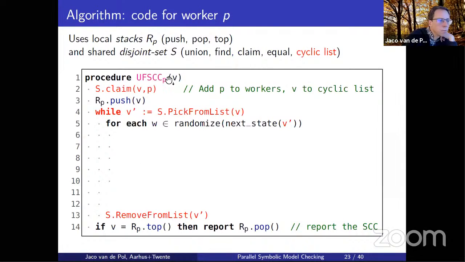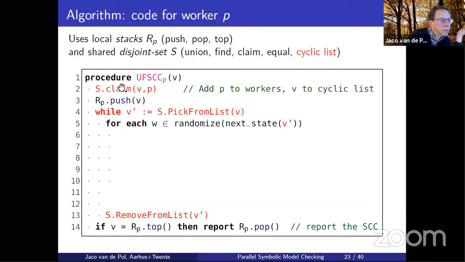So here we have the code for worker P. P is just one of the workers. It looks very much like Dijkstra's algorithm. So union find SCC also works with the state V. And when we enter V, the first thing we do is we claim that we as worker P are working on V. So we add this bit to the union find forest. You remember in the root of the union find forest, we would set this bit. And this is also the place where we start putting this V to the cyclic list. So here's where the cyclic list grows. We are going to work on a new V. It's not yet fully explored. So we add this now to the cyclic list.